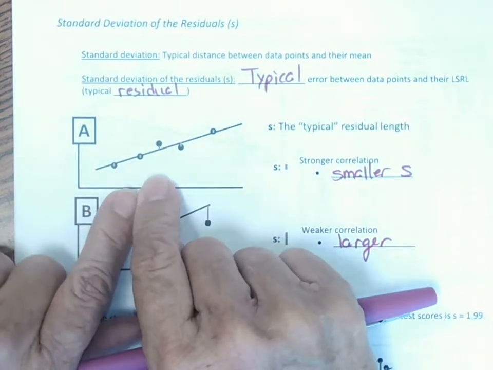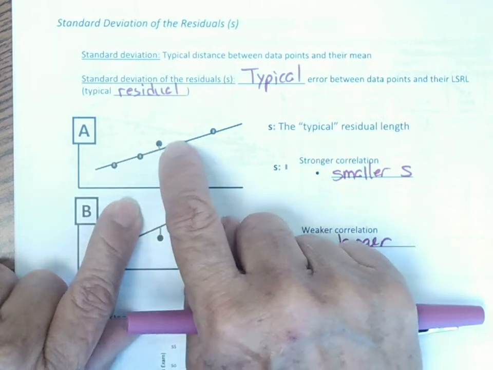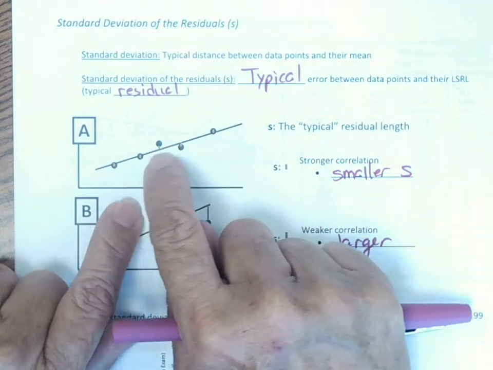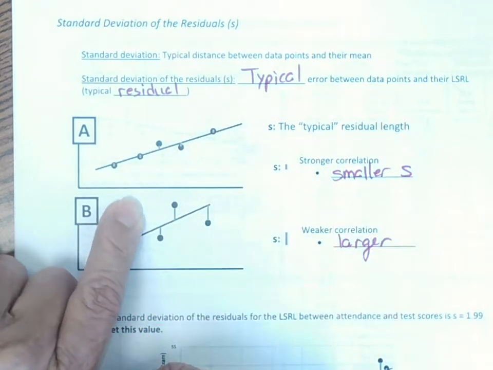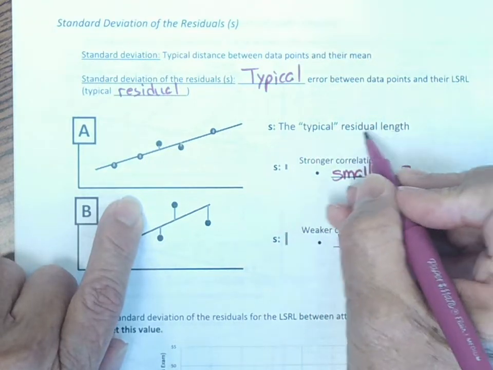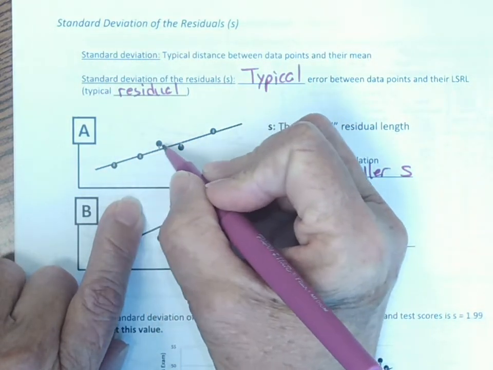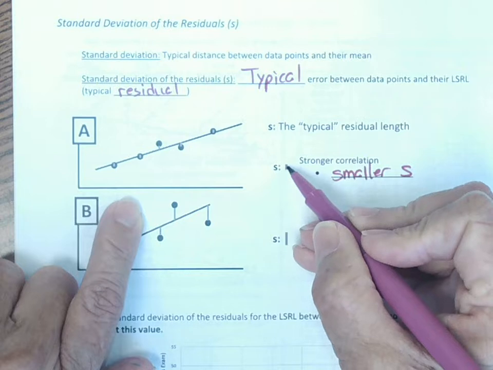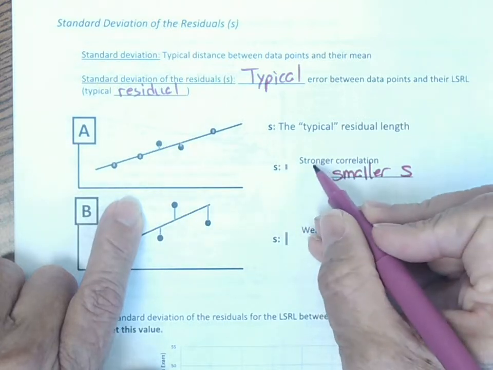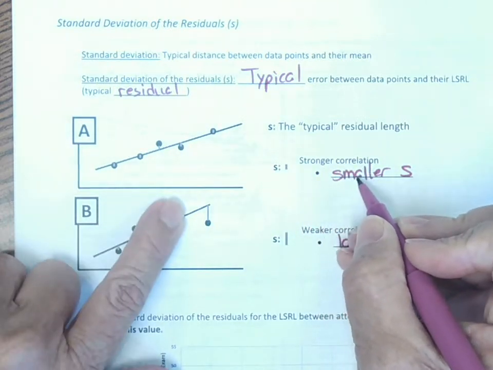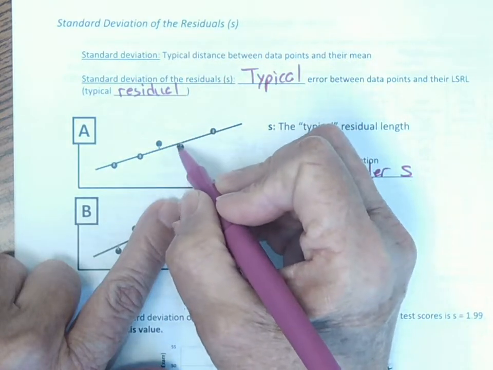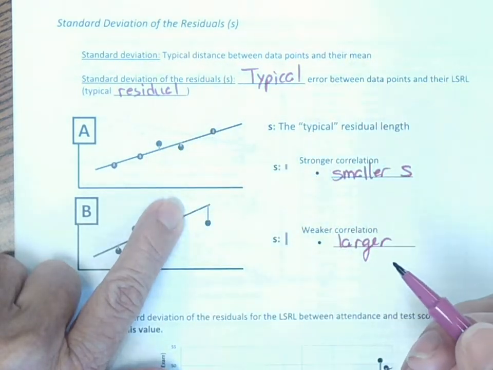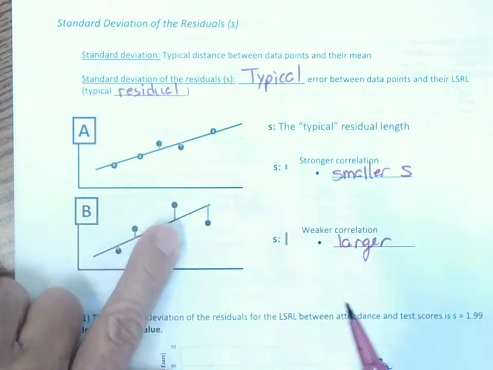So let's look at this chart A. Notice the line, least squares regression line, all the points are very, very close to it. S represents the typical residual length. So these are pretty tiny lengths, right? So there's the typical length. That tells us we have a stronger correlation because it's a very small standard or typical residual length.